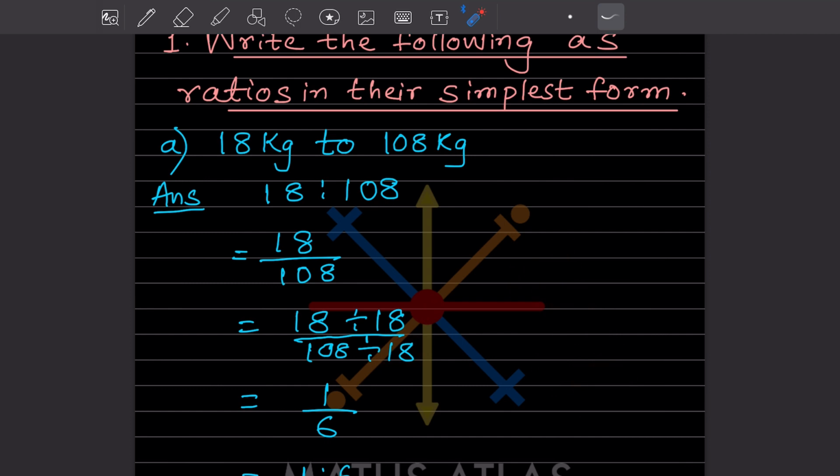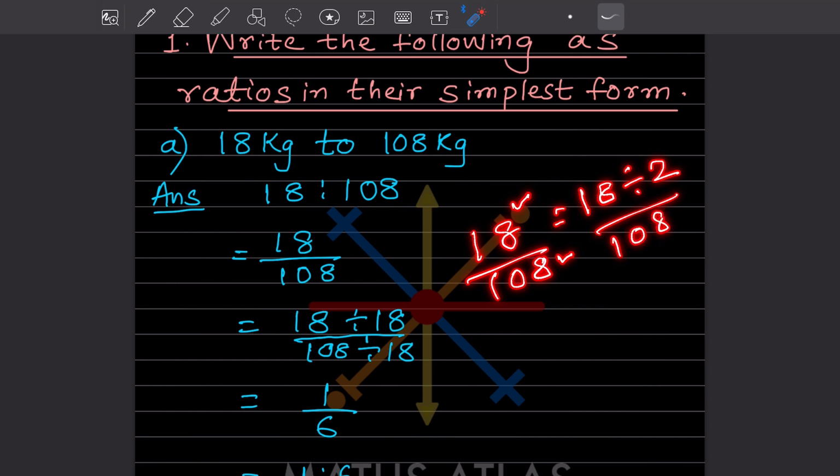Suppose you don't know the 18 times table. So what are you going to do? It will be in 2 or 3 steps. So 18 divided by 108. Start with a simple one. Now you know this is divisible by 2 and this also is divisible by 2. So we'll write 18 divided by 2, 108 divided by 2. So that is going to be 9, and this will be 54. Now you know the table of 9. So here it will be 9 ones are 9, 9 sixes are 54. That is going to be 1 by 6. So you can do it both ways.